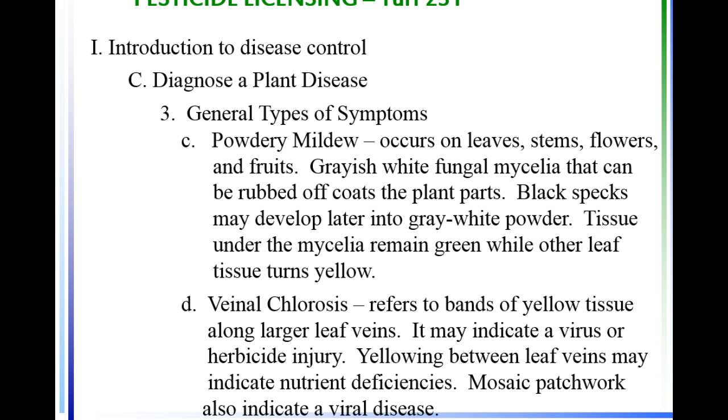Okay, and then the other thing that you're going to look for is venochlorosis, and this is going to refer to the bands of yellow tissue along larger leaf veins. Okay, this actually is in contrast to looking at the yellowing between leaf veins, which means it might be nutrient deficiency or herbicide damage. Okay, so this is along the vein instead of between the veins.